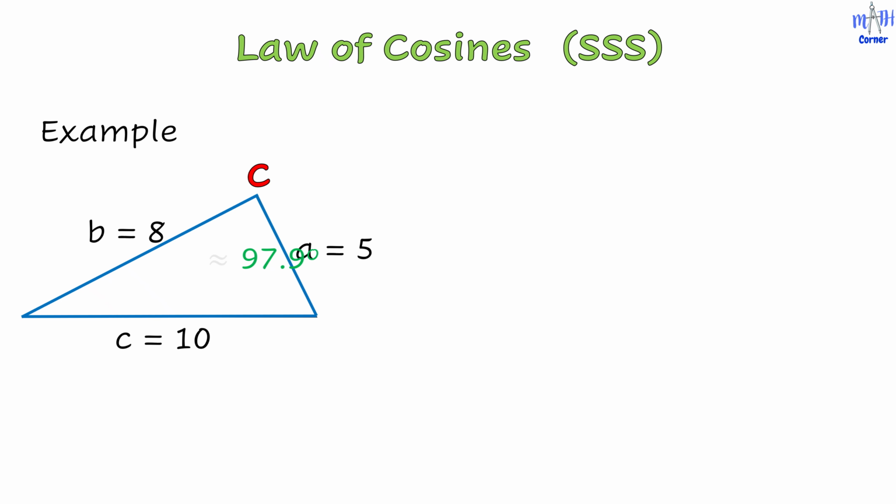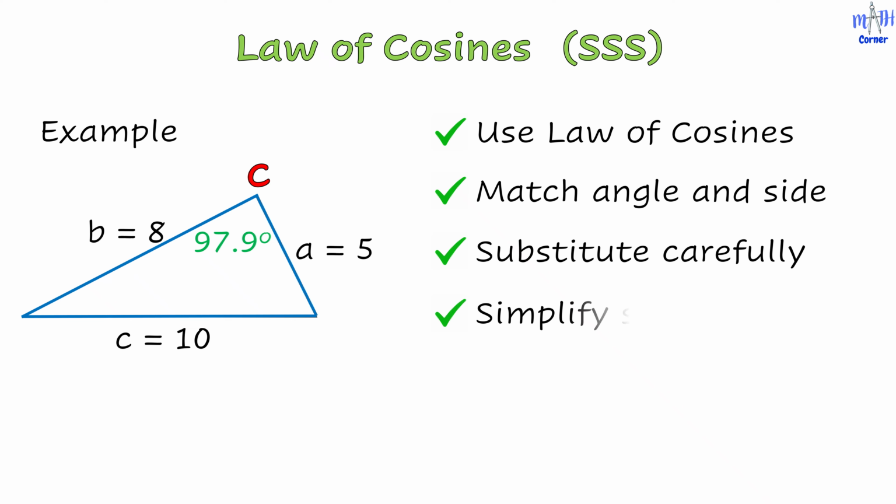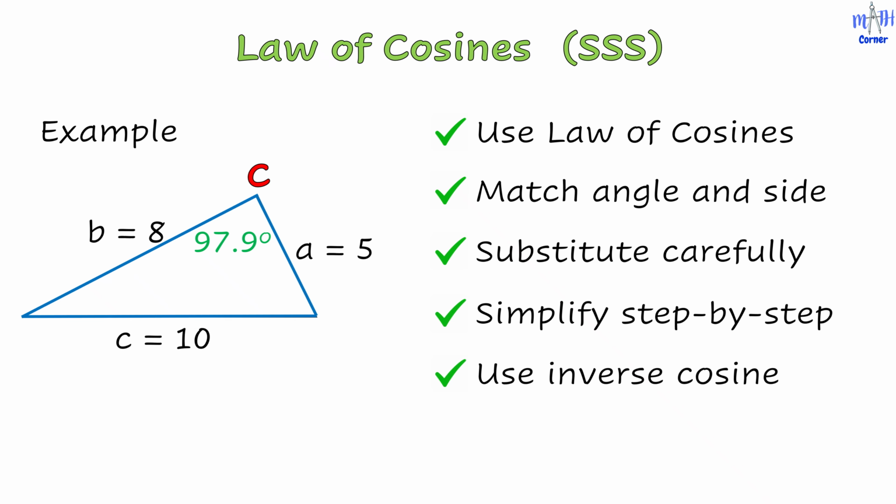Quick recap. When all three sides are known, use the law of cosines. Match the angle with its opposite side. Substitute carefully. Simplify step by step. Then use inverse cosine to find the angle. That is the complete process for solving SSS triangles.